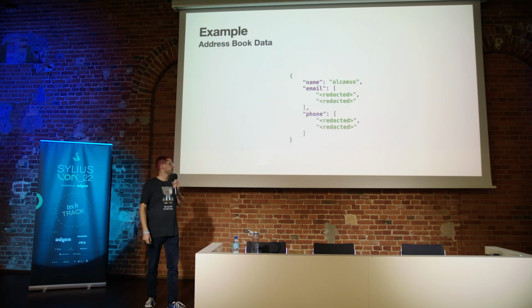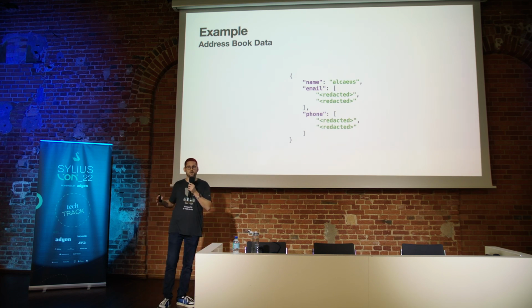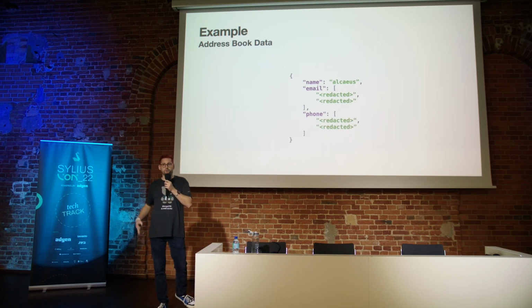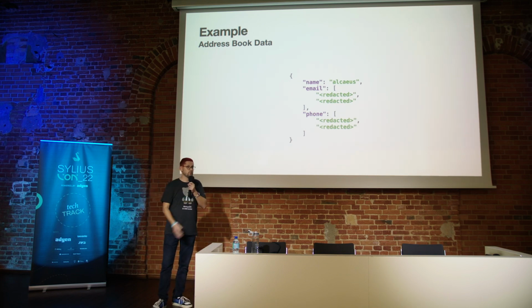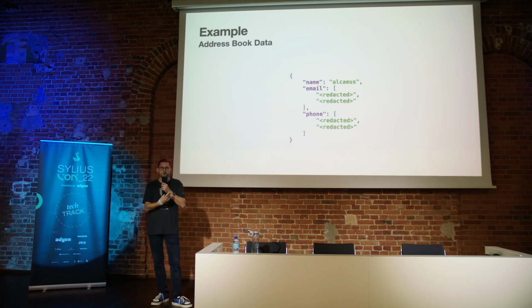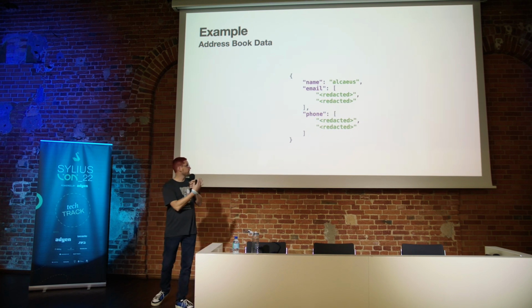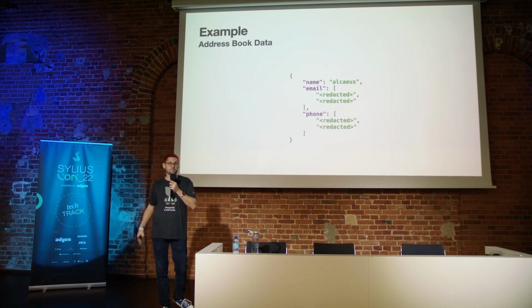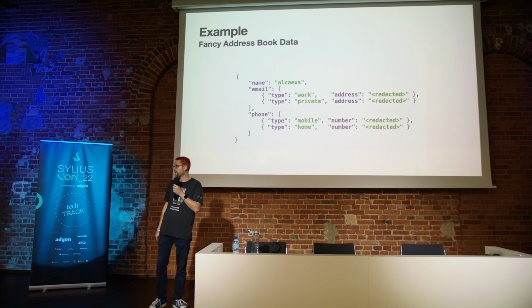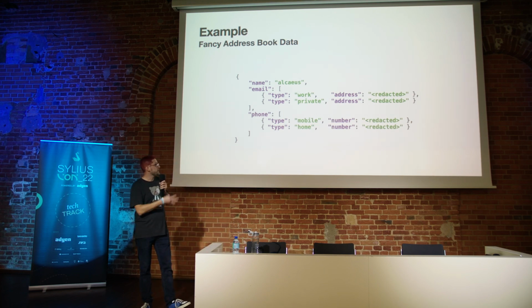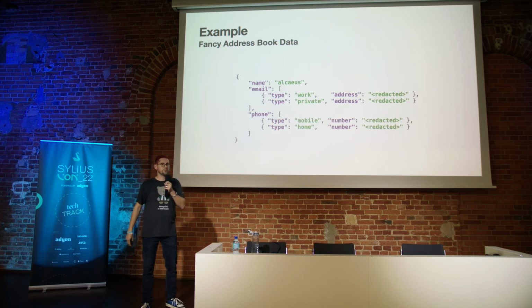And to make an example for that, we're going to start out with something a little easier than Sylius today. We're going to take a look at an address book. So if we design an address book and we have an API that gives us our data, this is what we want to get. Nice, simple document containing a name, a couple of email addresses, a couple of phone numbers, nothing fancy. Well, OK. Maybe we do want to make it a bit more fancy and store a type, store some extra information.